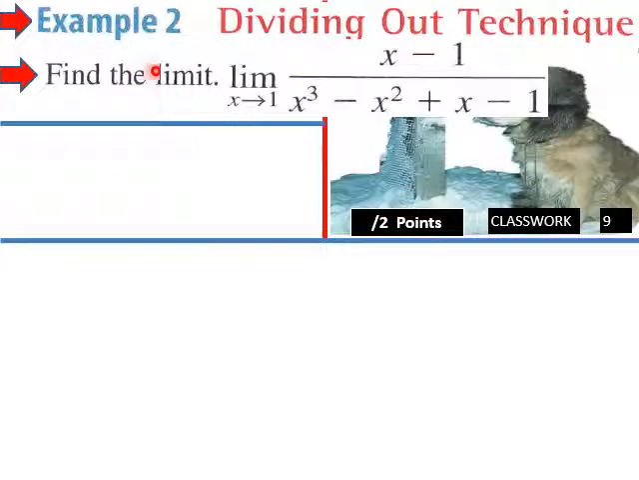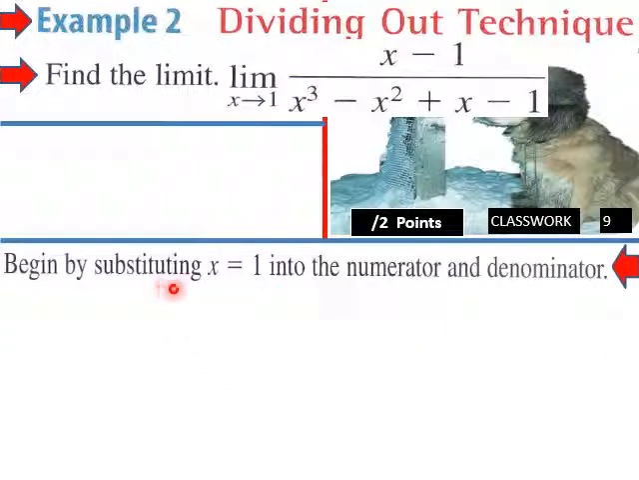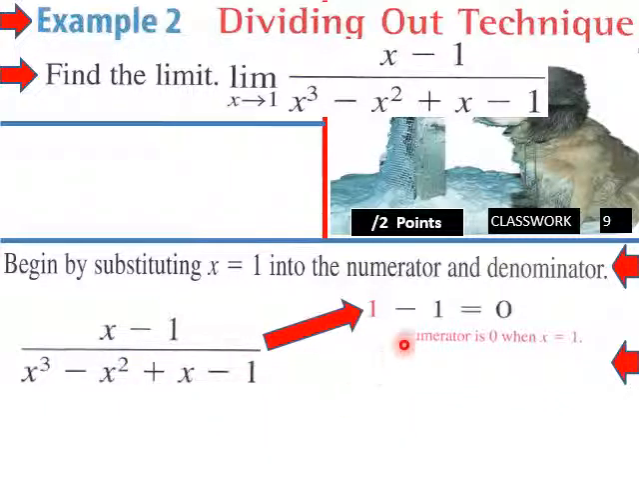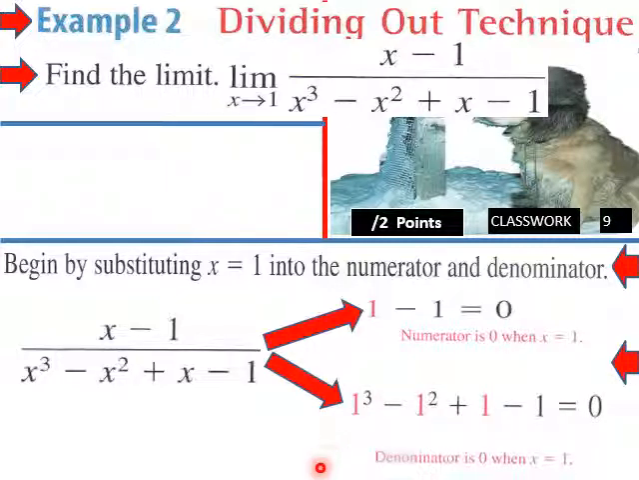Dividing out technique: find the limit of (x minus 1) over (x cubed minus x squared plus x minus 1) as x approaches 1. Begin by substituting x equals 1 into the numerator and denominator. When we do that, we have 1 minus 1 equals 0, so the numerator is 0 when x equals 1. And then in the denominator, when we substitute 1 in there, we also get 0.